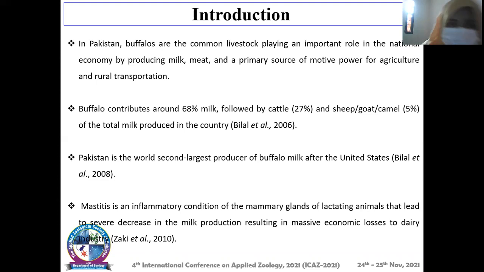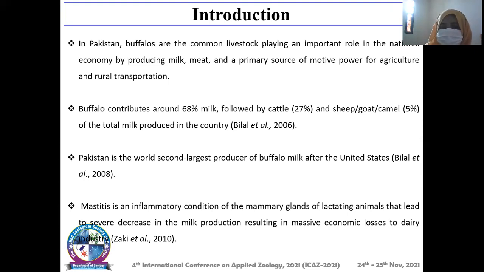Introduction. In Pakistan, buffaloes are the common livestock, playing an important role in the national economy by producing milk, meat, and a primary source of motive power for agriculture and rural transportation. Buffalo contribute around 68% of milk, followed by cattle at 27%, and sheep, goat, and camel at 5% of the total milk produced in the country. Pakistan is the world's second largest producer of buffalo milk after India.